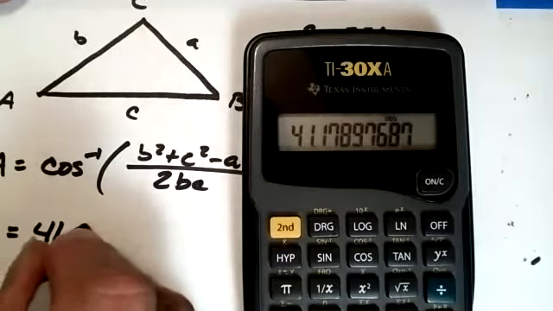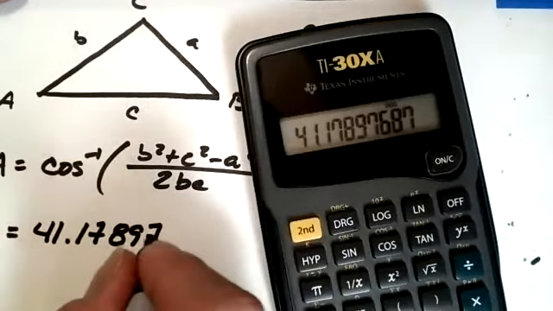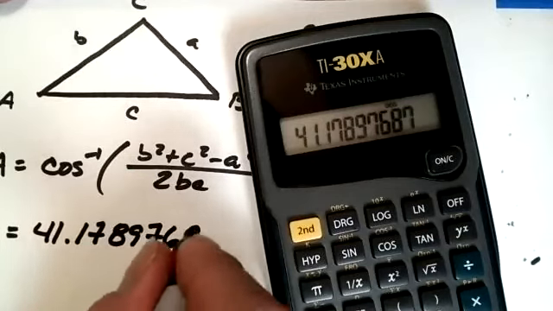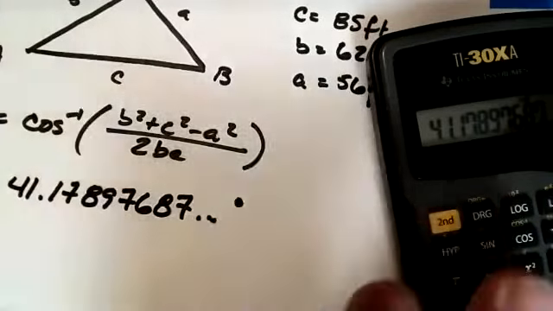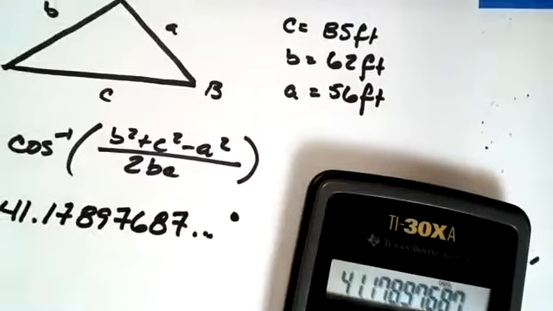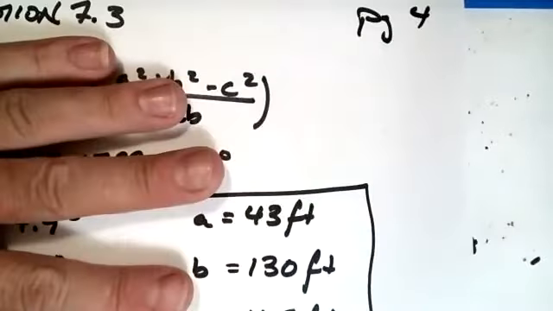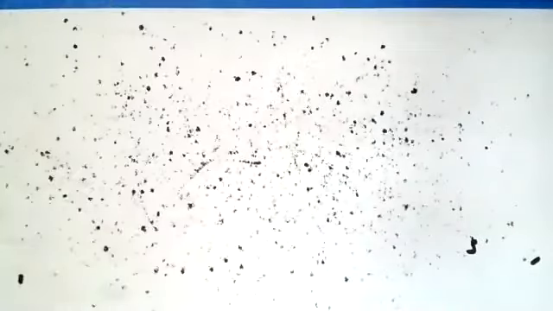So 41.17897687 and so on. So we'll hold on to that for a second. I'm kind of run up. I started on the same page. I'm still on page 4, so I'm going to move to another page here and continue with the calculation.